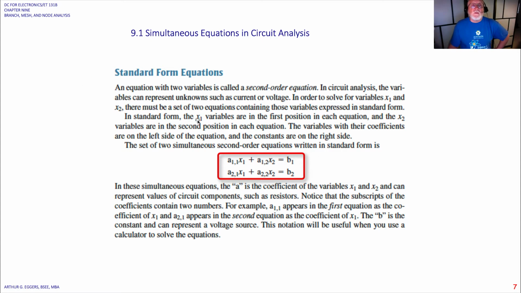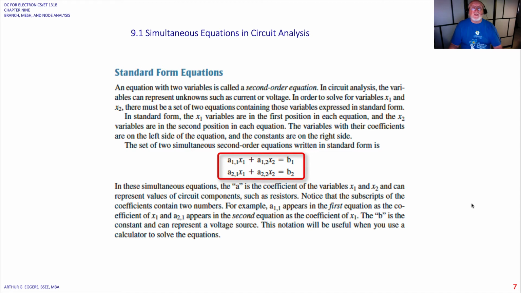In the standard form, the x1 variables are in the first position of each equation, and the x2 variables are in the second position. So there's your x1, there's your x2. You'll notice these numbers, 1,1, 1,2, 2,1, 2,2, we'll get to those later as we progress. The variables with their coefficients are on the left side of the equation, and the constants are on the right side. So all of the A terms that have our unknowns are on the left, and all of the constants are on the right.